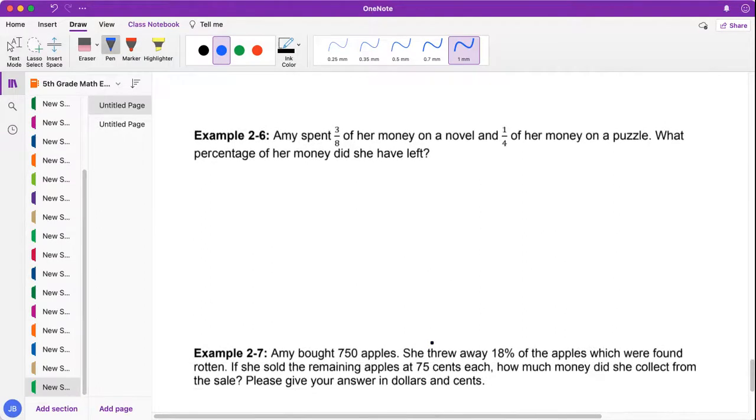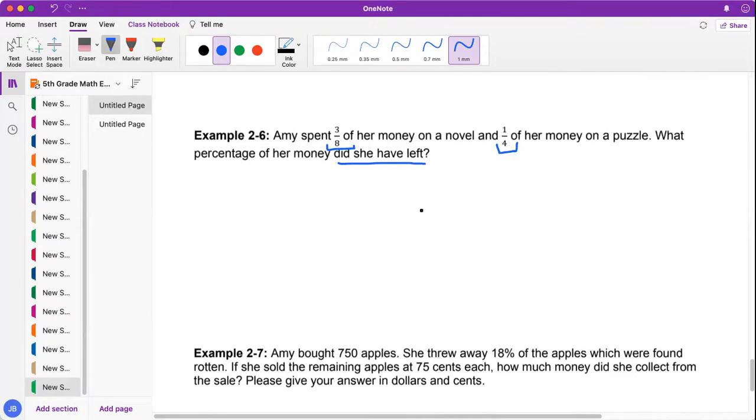Let's see. So we'll go to the next one. Now it says Amy spent 3/8 of her money on a novel and then 1/4 of her money on a puzzle. So what percentage of her money did she have left? Kong, you want to try this one?